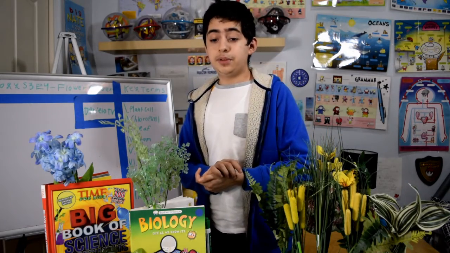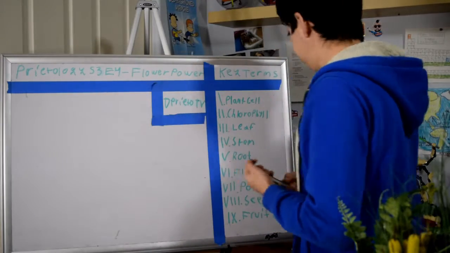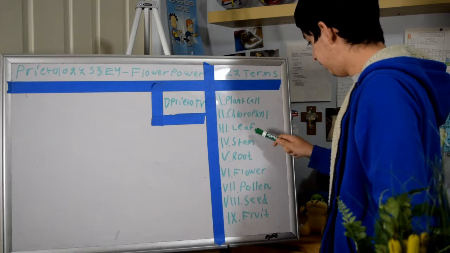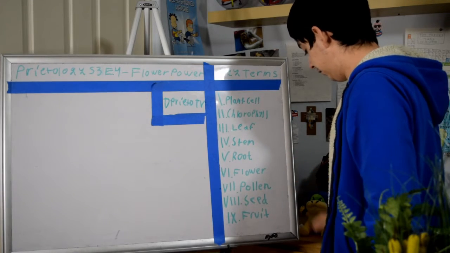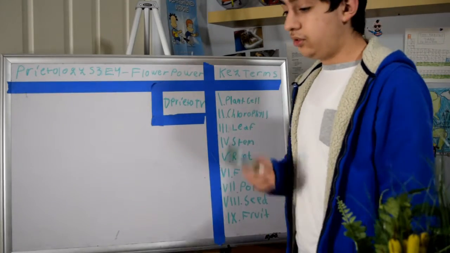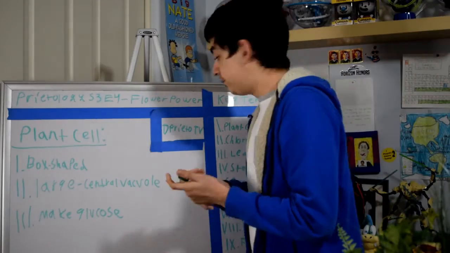Let's review our key terms. We got 9 of them today. It's a pretty good amount. We have plant cell, chlorophyll, leaf, stem, root, flower, pollen, seed, and fruit. It's a good amount, so let's just get started.